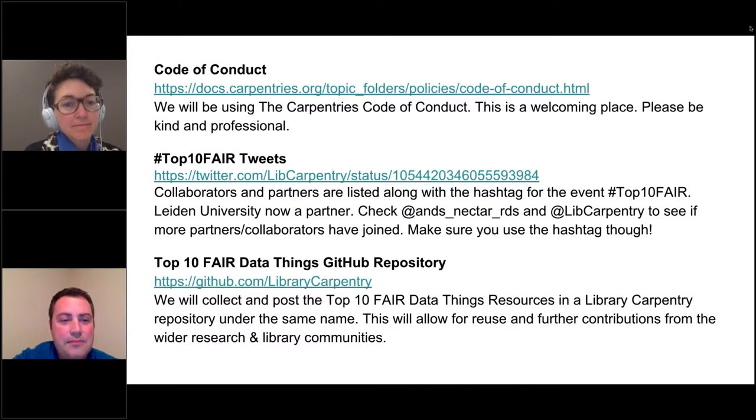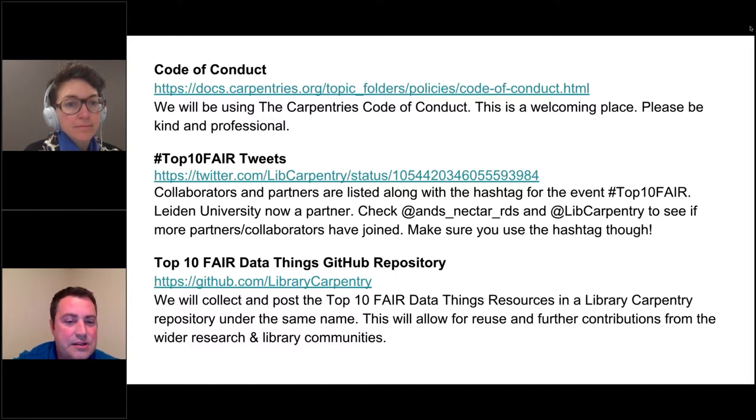Another way to indicate that you're working on particular things is to use the Top 10 FAIR hashtag on Twitter. I included a tweet that we had sent out, which also includes our collaborators and partners, so if you want to include them, their handles are included. We might be adding more collaborators and partners as we get closer to the sprint, so check back in and see if you have all the handles, to include all the different groups working on this.